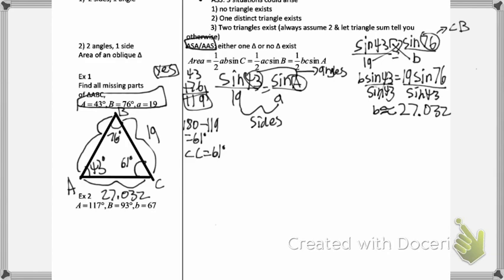Now let's again still use the given information to find side C. So sine of 43 over 19 equals sine 61 over C, and this is angle C. Now let's cross multiply.